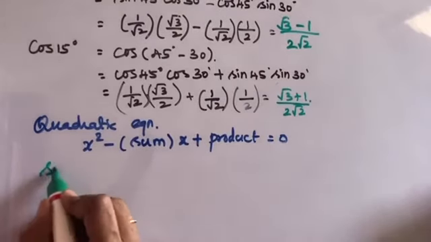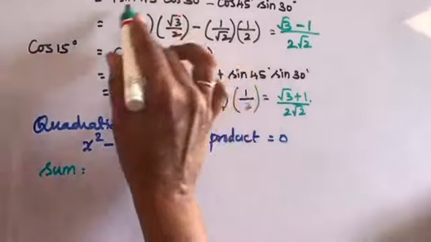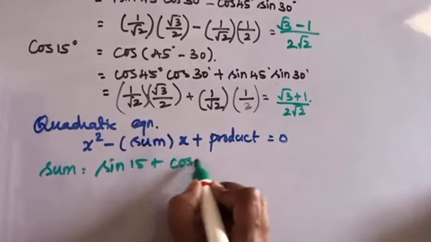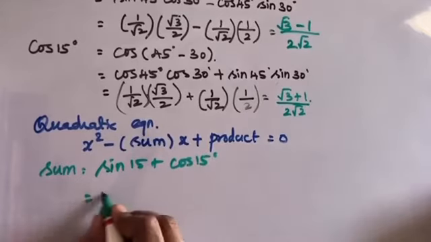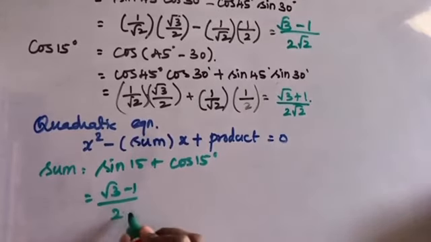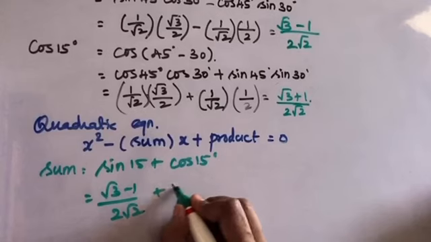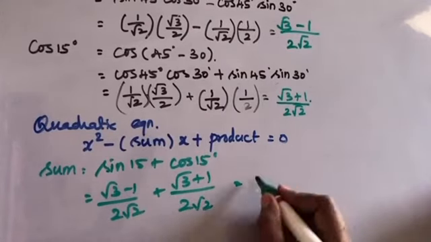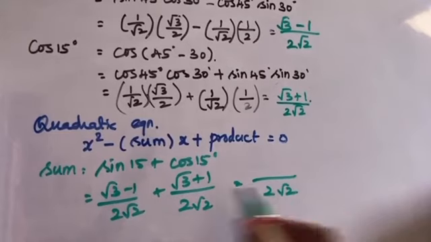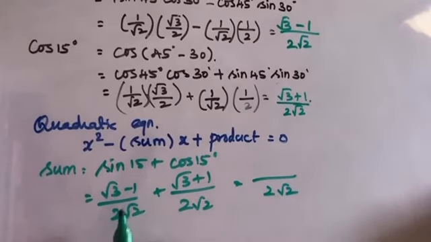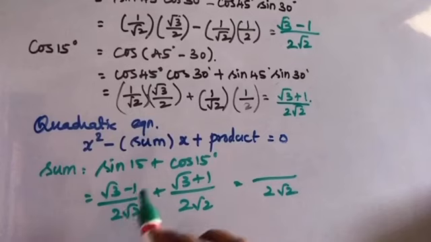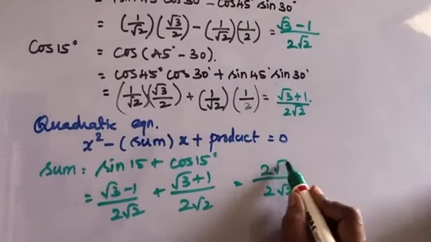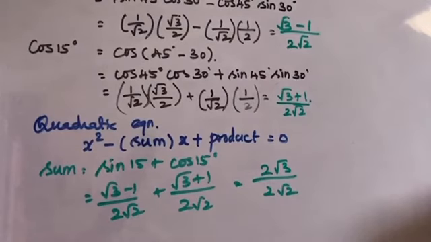So sum, what is the sum? Sin 15 plus cos 15. Sin 15 is root 3 minus 1 by 2 root 2. Cos 15 is root 3 plus 1 by 2 root 2. Again the denominator is 2 root 2. Here in the numerator root 3 minus 1, root 3 plus 1. So minus 1 and plus 1 will get cancelled and we have 2 root 3 in the numerator.